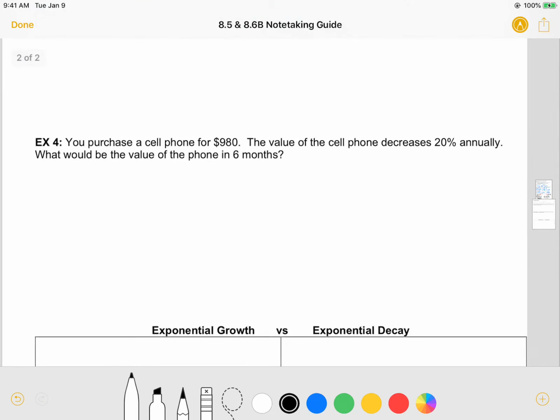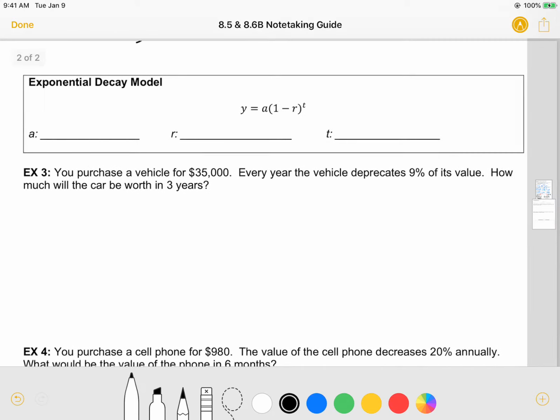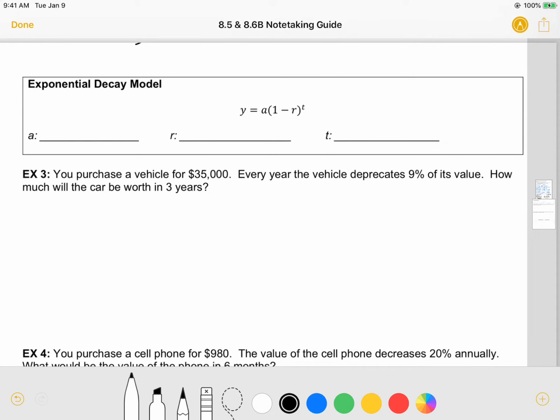and we're going to look at some exponential decay models. Okay? So exponential decay is very similar to exponential growth, but there's a subtraction sign. That's how we know the difference between growth and decay models. So a is still our initial amount, r is still our rate, and t is still time. Okay? So let's look at example 3.